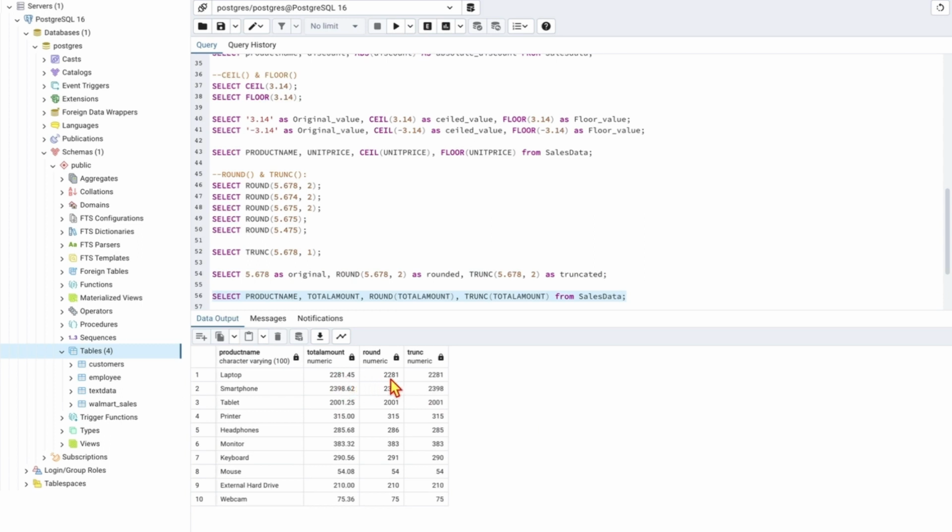2281.45 rounded to 2281. Oh, let me add the comma 2. Comma 2, or let's add comma 1 for both. Since it is 45, it got rounded up. Whereas here, it doesn't check the next decimal number because it doesn't have to do anything with rounding up or rounding down. It directly cuts after 1 decimal position. So whatever is here, the last number will be chopped off by giving only 1 decimal position. So that's how it works.